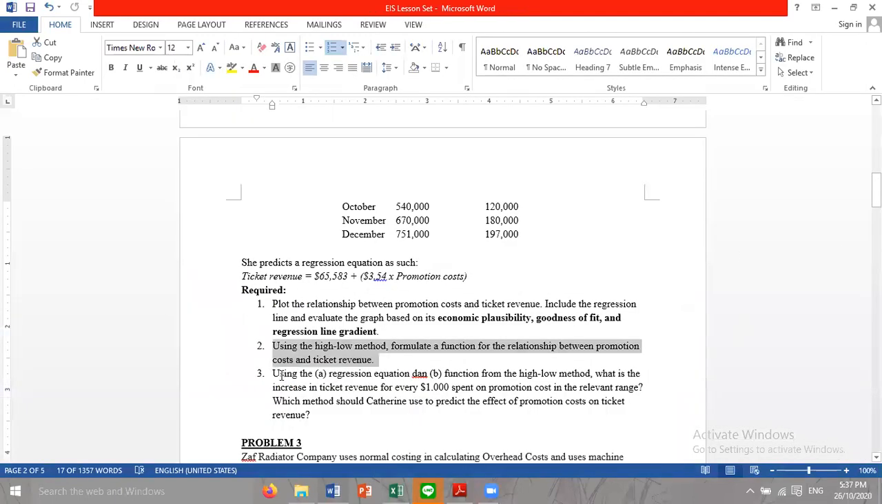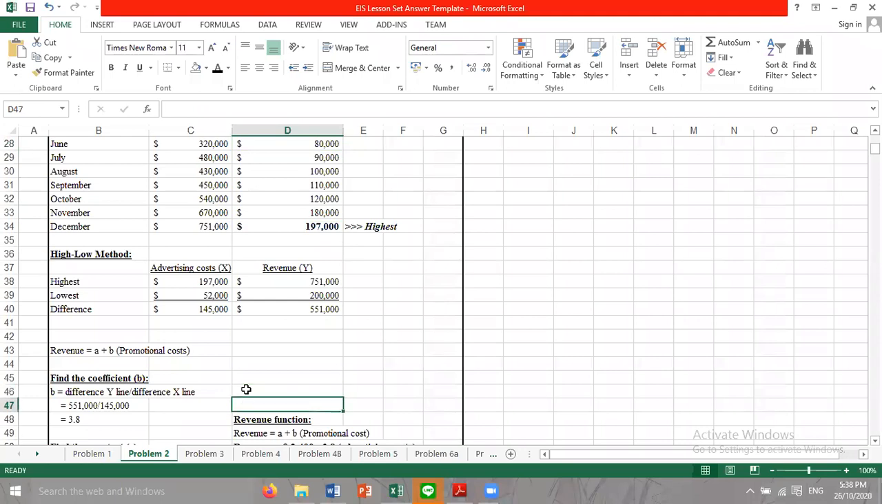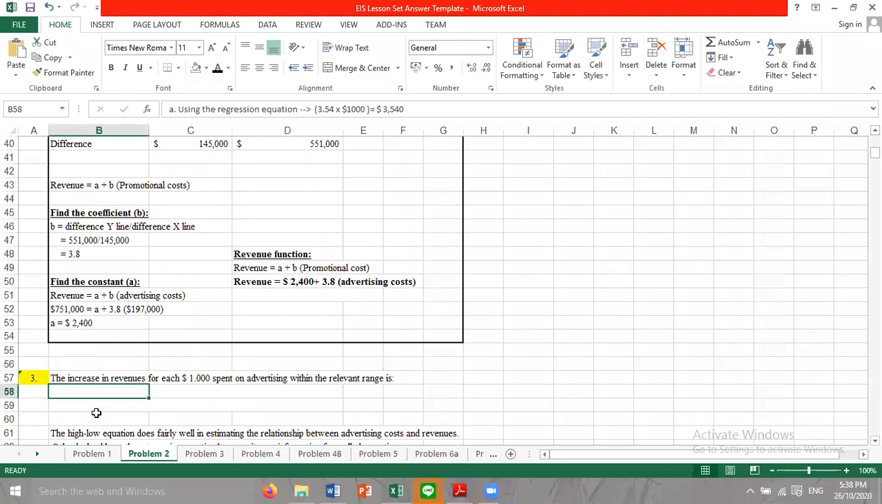Now for number 3, using A, the regression equation, B, function from the high-low method, what is the increase in ticket revenue for every 1,000 spent on promotion cost in the relevant range? Which method should Catherine use to predict the effect of promotion cost on ticket revenue? Okay, so we're asked, with every 1,000 change in X or promotion cost, how much is the change in ticket revenue? To find the answer, it's easily just the coefficient times $1,000. But since we are asked for 2 scenarios, we'll provide for both.